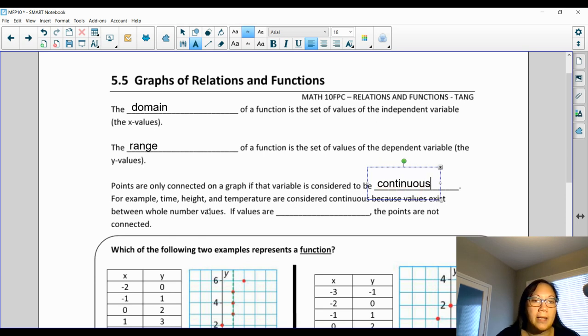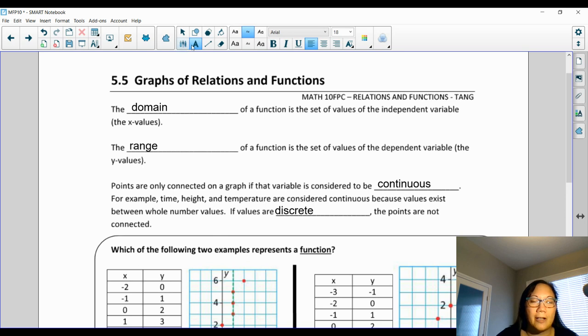For example, time, height, and temperature are considered to be continuous because values exist between the whole numbers. For example, it's not just 1 o'clock or 2 o'clock, you could say it's 1:30 or 1:35. To grow between being 5 feet tall and 6 feet tall, you hit all of the other heights in between. So those are continuous. If it's not continuous, we would call it discrete, and that would mean that we would not connect the points.